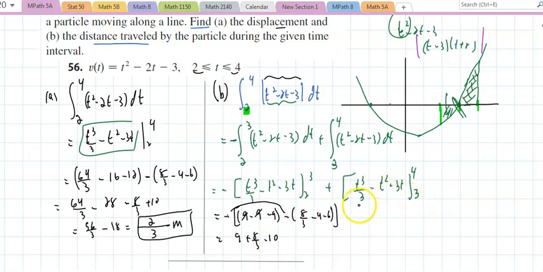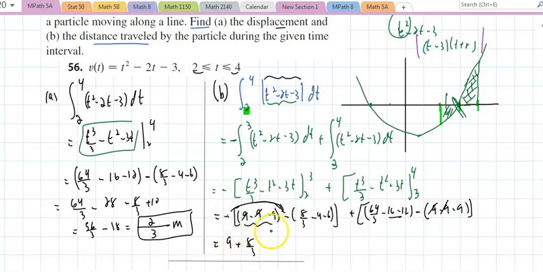And this right here is going to be a 4 in there. That's 64 over 3 minus 16 minus 12 minus a 3 in there. We just put a 3. It's right there. So a 9 minus 9 minus 9. Those will cancel as well. That will be a positive 9. And those cancel. That's 8/3 minus 10.